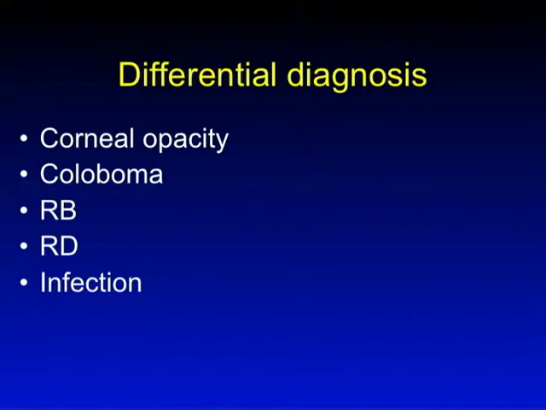Differential diagnosis of a cataract, leukocoria. Retinoblastoma is probably the most important. Toxocara is also a very important diagnosis, retinal detachment.